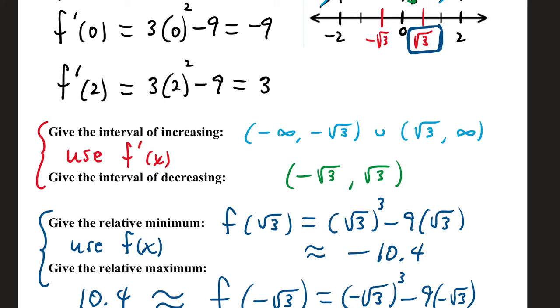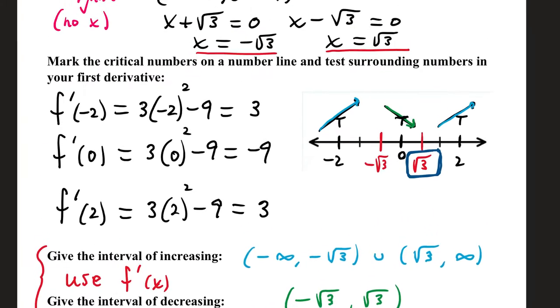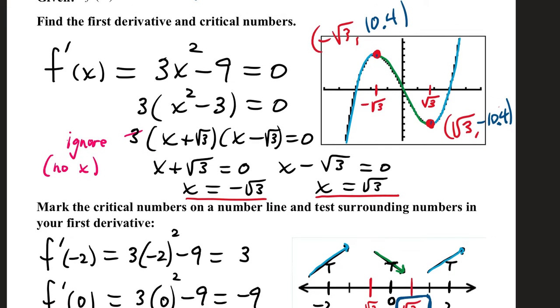The relative maximum occurred at the first critical number, negative square root of 3. Negative square root of 3 cubed minus 9 times negative square root of 3 was approximately positive 10.4. When you pair up the number you plug in and the answer you get, then you get the actual point on your graph. Let's go back up one more time.